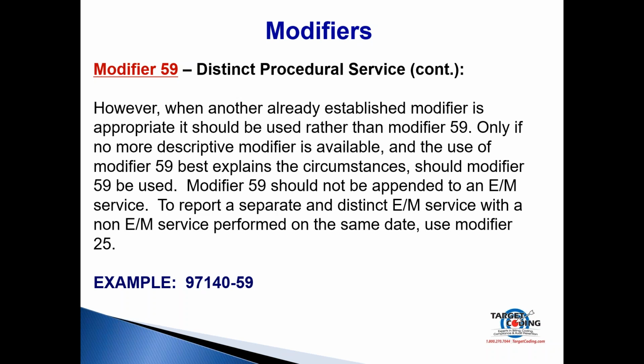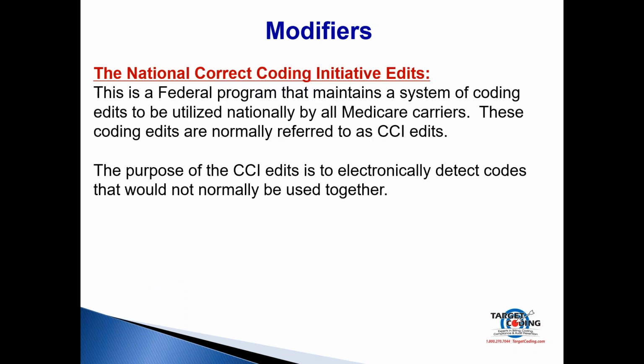Now, if you do the manual therapy on the neck and you do not adjust that region, and let's say you do a manipulation on the lower back, that's where you would add the 59 to the 97140, indicating that's a separate structure and you have a separate diagnosis.